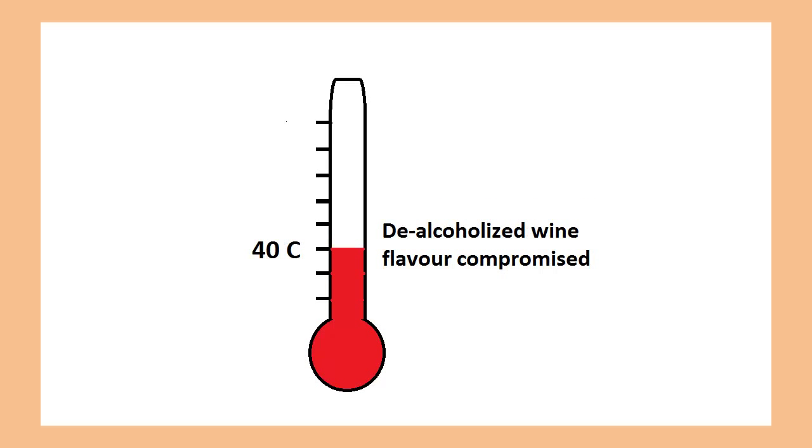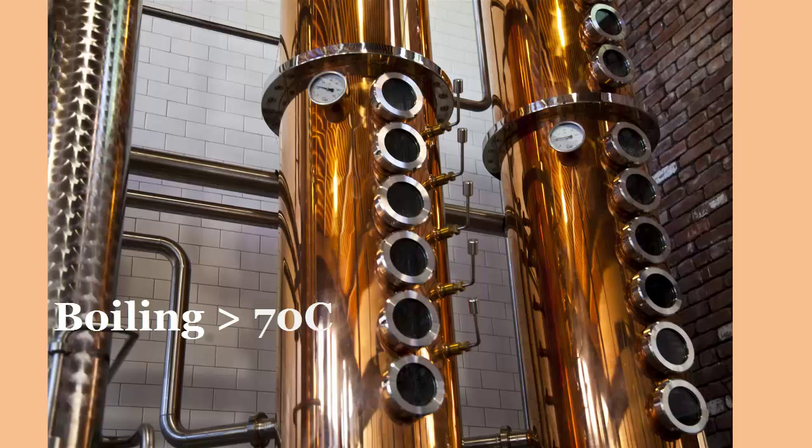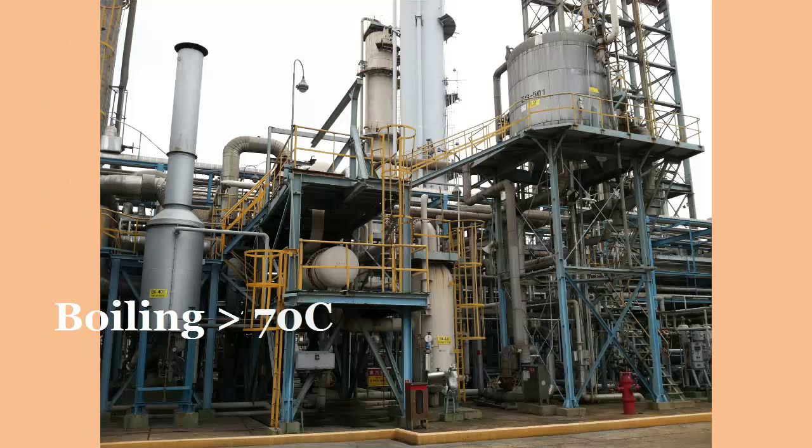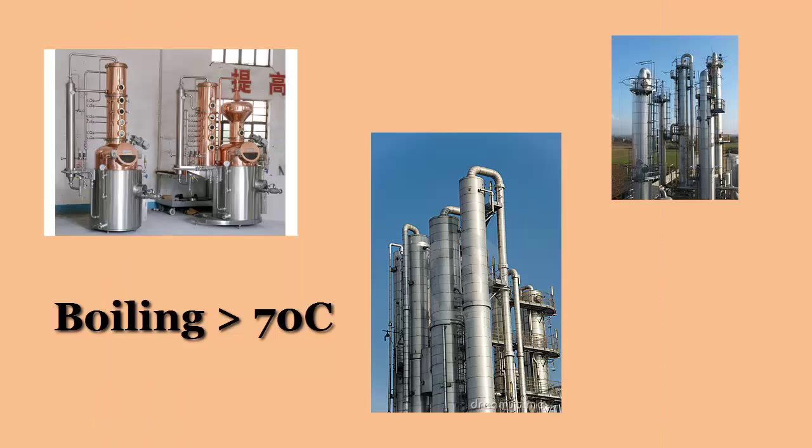In wine de-alcoholizing, temperatures above 40 C will compromise flavor. And in industrial fermentation plants, yeast and other bugs die at temperatures greater than 30 C. But large-scale industrial distillations are rarely carried out below 70 C, giving rise to a lot of cleanup, redundant equipment, and lost opportunity. Why can't distillations be carried out economically at lower temperatures?